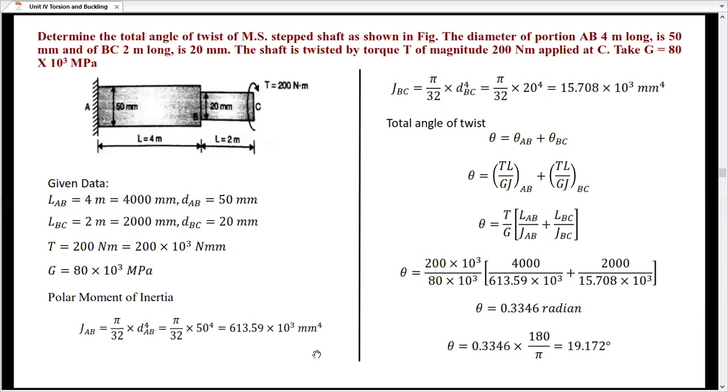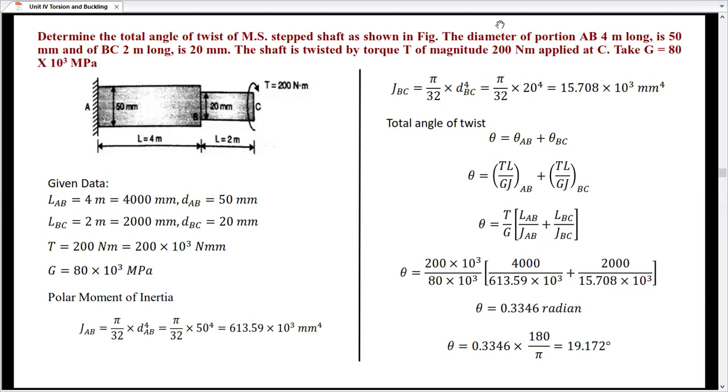Now the data is given. Determine the total angle of twist in the step shaft. The diameter of the portion is given as 50 mm and the length is given as 4 meter for section AB, whereas for section BC, they have mentioned the length 2 meter and diameter 20 mm. The shaft is twisted by torque T with a magnitude of 200 Newton meter, which is applied at point C. Take modulus of rigidity as 80 into 10^-3 megapascal. So that data is available.